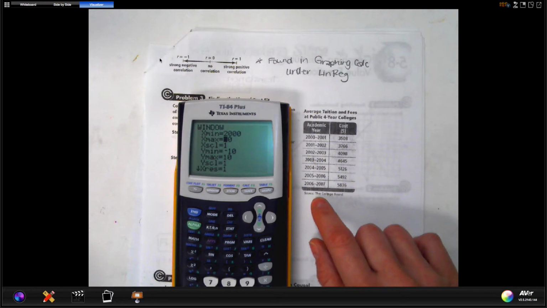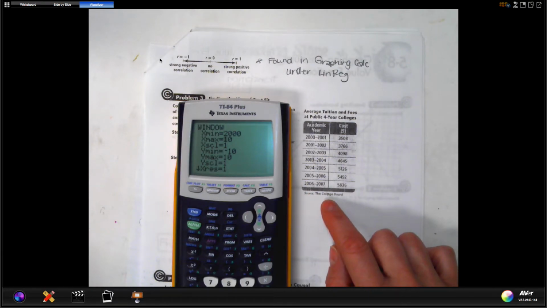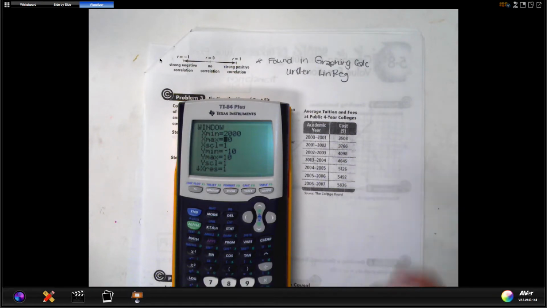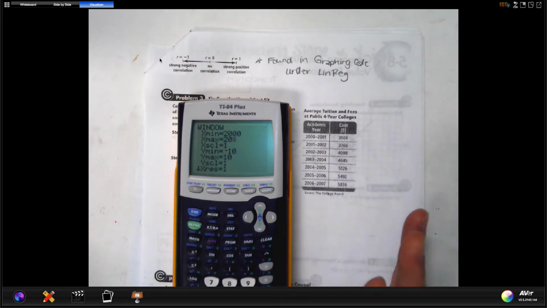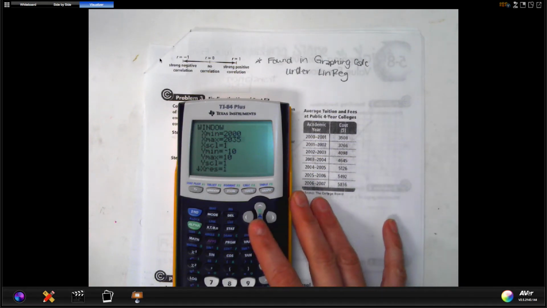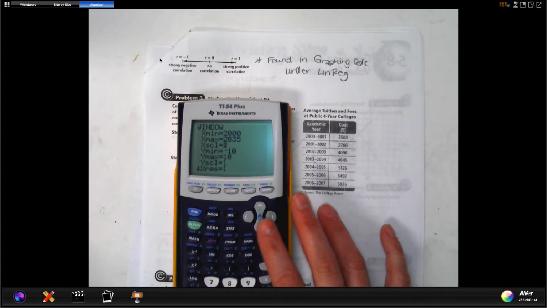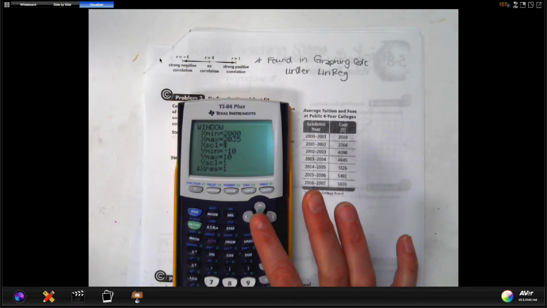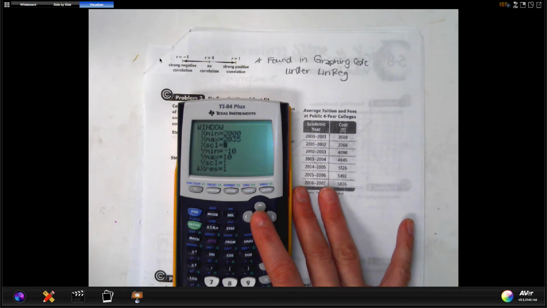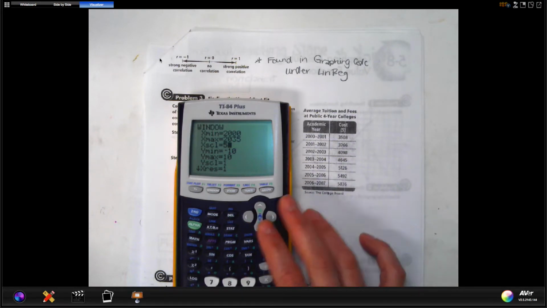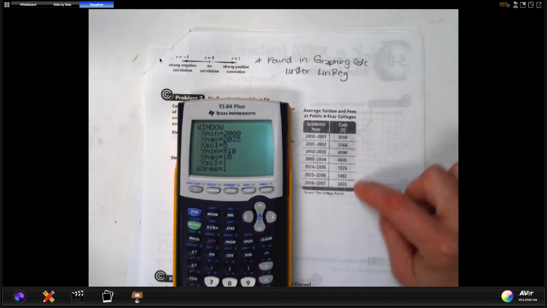Now, our x maximum, we're going to make predictions, aren't we? So we probably want to predict college tuition for you guys. So what year are you guys going to probably be entering college? Okay, so let's at least go to 2035, let's say. And then our scale, if we're starting at 2000 and going to 2035, what should be a good scale for that? 5s at least, right? So 5s.